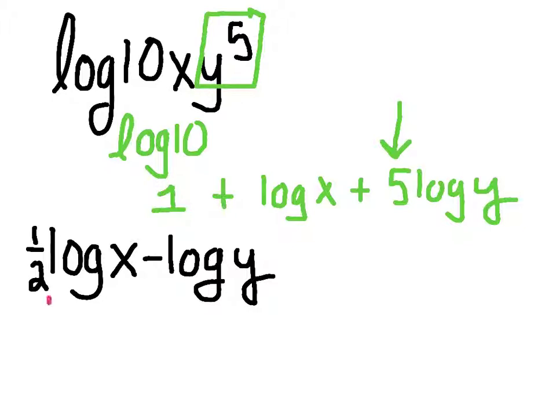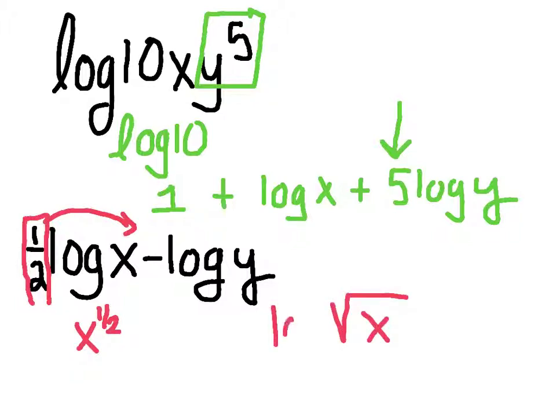And on the next one, you need to take the 1/2 up. This tends to be confusing. Sometimes people forget that x to the 1/2 power is really the square root of x. So this is log of the square root of x over y. It's the subtraction becomes division rule.